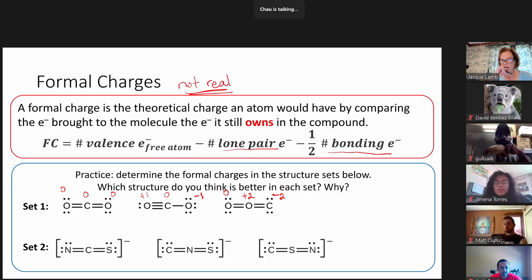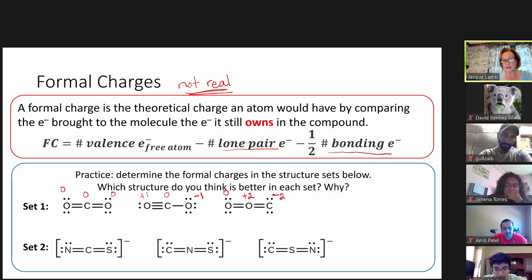On this side, we have oxygen that came with 6. We're subtracting both lone pairs, that's 4, and half of each bonding pair is 2, so 6 minus 6 is 0. And for the carbon on the other end, it came with 4 electrons. We're subtracting 4 electrons for the lone pairs, and half of each bonding pair is another 2, so it's 4 minus 6, which is -2. Okay, makes sense.